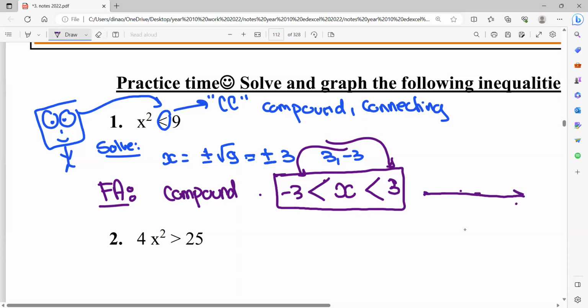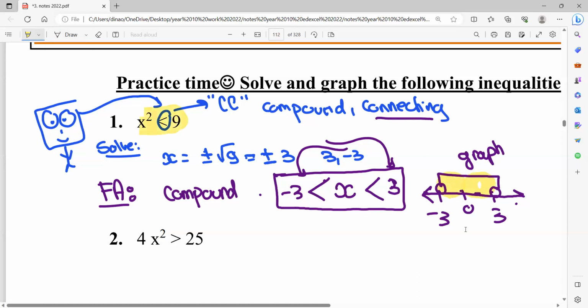Okay, the number line would look like this. The 3 on the right-hand side of the 0, -3 on the left-hand side of the 0. Both circles in this question will not be shaded because there's no equal sign in the question. And as we said, the number line will be a connecting number line. So this is what we call the graphical answer, or if the question requires the number line. Meaning what? All the numbers in between 3 and -3, when substituted in the original inequality, will satisfy the inequality.